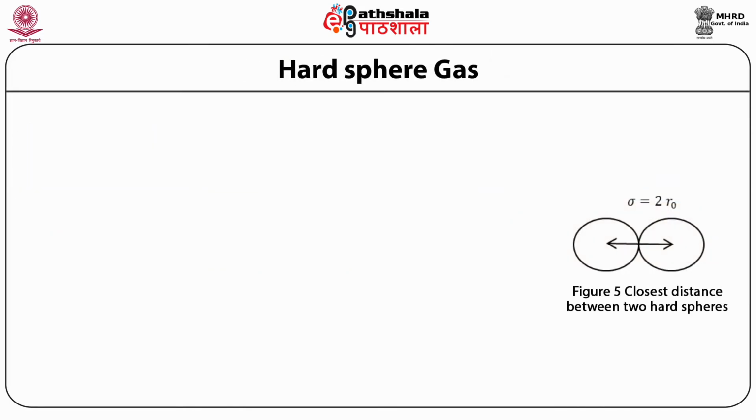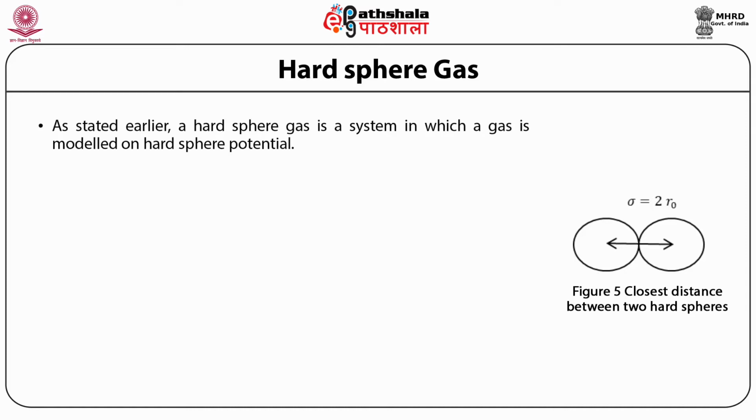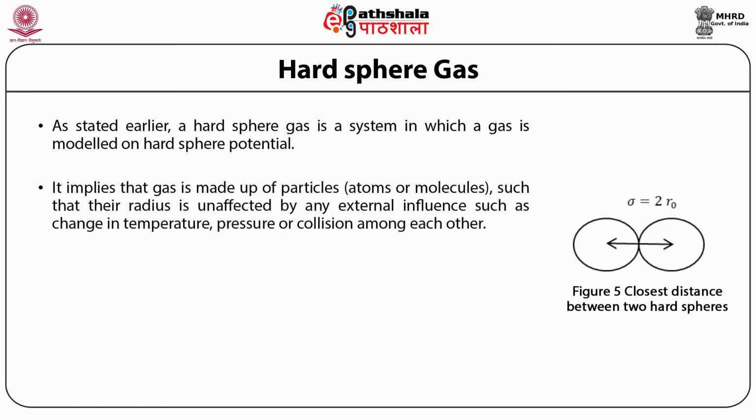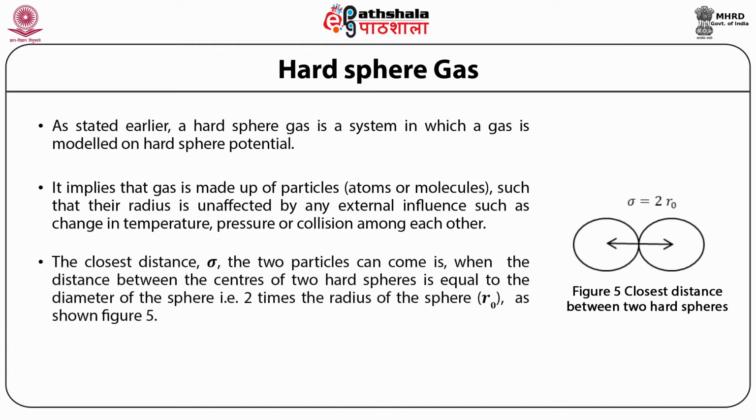Hard sphere gas. As stated earlier, a hard sphere gas is a system in which a gas is modeled on the hard sphere potential. It implies that the gas is made up of particles, atoms or molecules, such that their radius is unaffected by any external influence such as change in temperature, pressure or collision among each other. The closest distance sigma the two particles can come is when the distance between the centers of two hard spheres is equal to the diameter of the sphere, that is 2 times the radius of the sphere r0, as shown in figure 5.